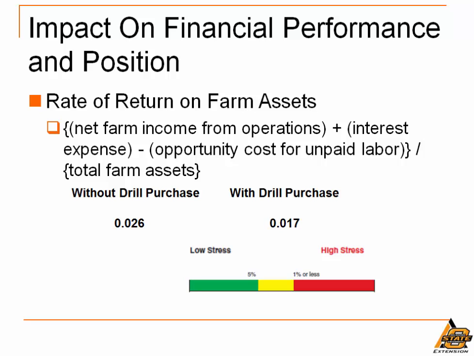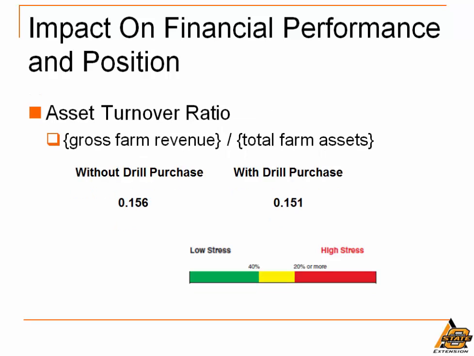From a profitability perspective, the return on assets would be expected to decline from an already cautious number of about 2.6% down to about 1.7%. Looking at a common financial efficiency measure, the asset turnover ratio, since the drill purchase is not a huge percentage of the overall asset base of the farm, the impact on the asset turnover ratio is not really very large. However, the asset turnover ratio is projected to deteriorate slightly if this particular capital investment purchase is made.